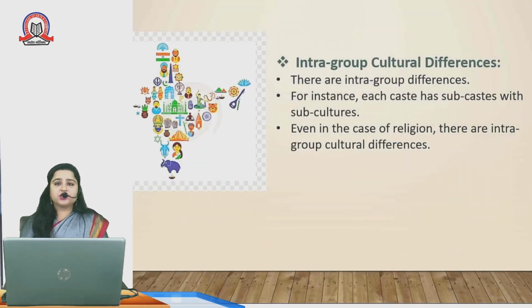The next characteristic we have is intra-group cultural differences. We have castes, and in that caste also we have subcastes involved, right? So that is what intra-group cultural differences are. That means within that caste also we have subcastes, and in that also we see a lot of differences on the basis of habits, values, culture, etc.